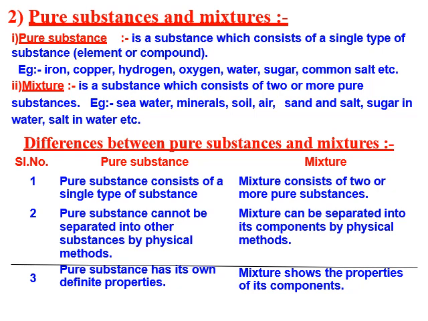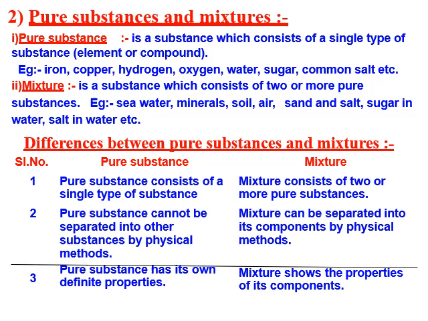Now, a pure substance is a substance which consists of a single type of substance. It can be in element or compound form. Examples of elements: iron, copper, hydrogen, oxygen. Examples of compounds: water, sugar, common salt, etc. Now coming to mixture, it is a substance which consists of two or more pure substances. Examples: seawater, minerals, soil, air, sand and salt, sugar in water, salt in water, etc.